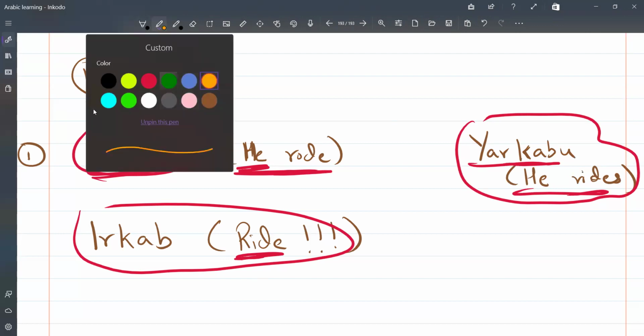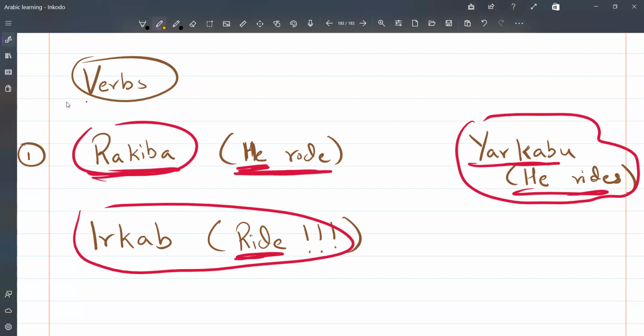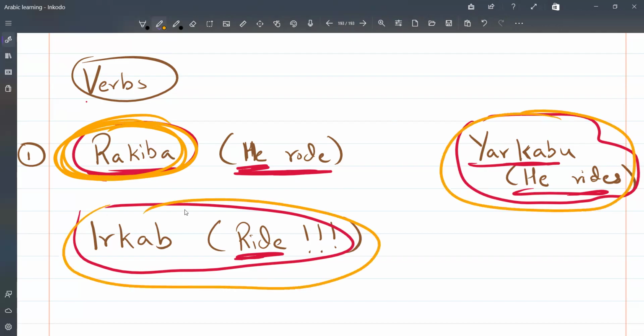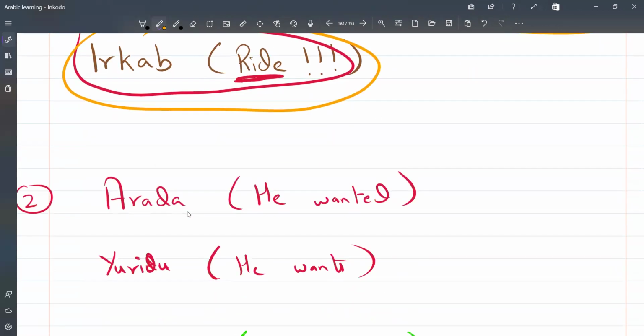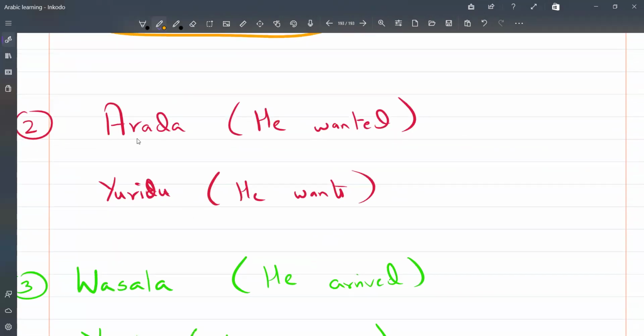So I want you to first see the video of verbs in Arabic and then make three girdans. The meaning of girdan you will understand after watching those videos: what is girdan and how to form it. So rakiba, yarkabu. First make the girdan of this past tense rakiba, then yarkabu present tense, and then irkab command tense. Similarly, do the same for the verb arada.